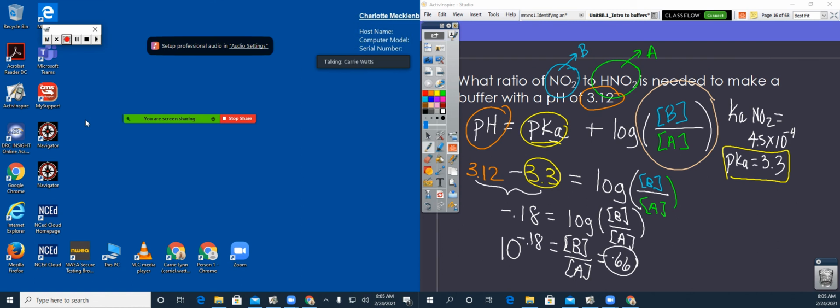I think I forgot to press record. Okay, so this is how you solve the ratio if you need B over A. You use Henderson-Hasselbalch, plug in. Then 10 to the negative 0.18 equals B over A, which is 0.66.